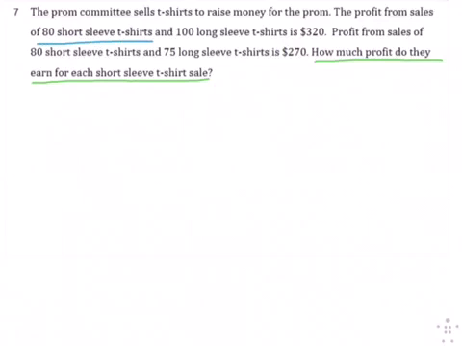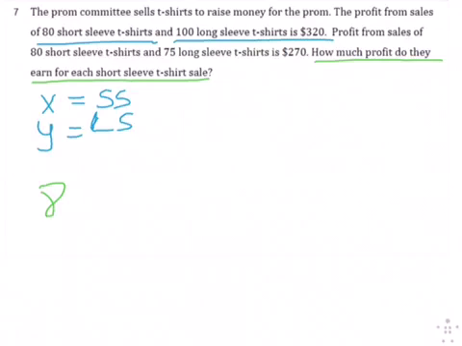So 80 short sleeve shirts plus 100 long sleeve shirts equals $320. So I'm going to let S equal short sleeve and Y equal long sleeve. So our first equation is going to be 80S plus 100Y equals $320.